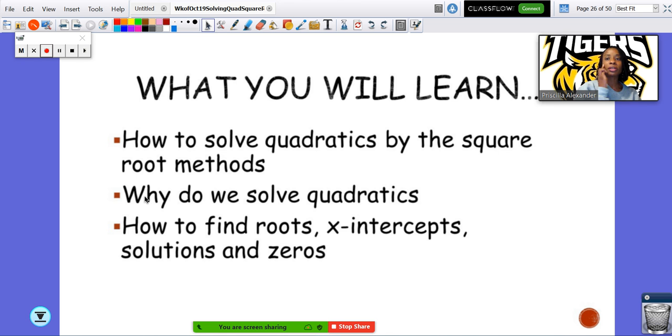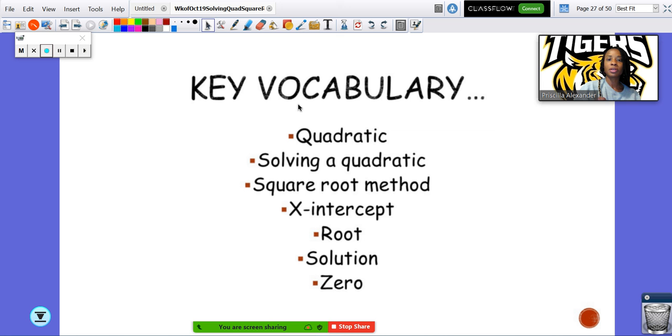So what you're going to learn in this video is how to solve quadratics by the square root method, why we solve quadratics, and how to find the roots, x-intercept solutions, and zeros.